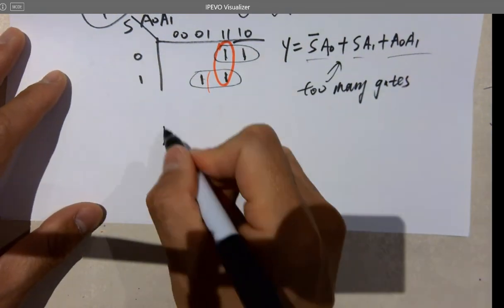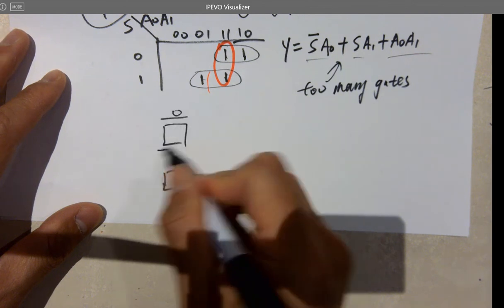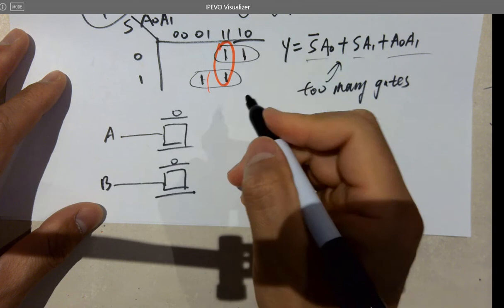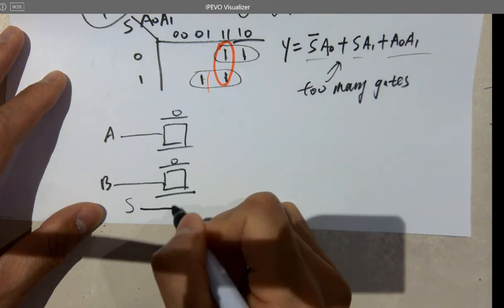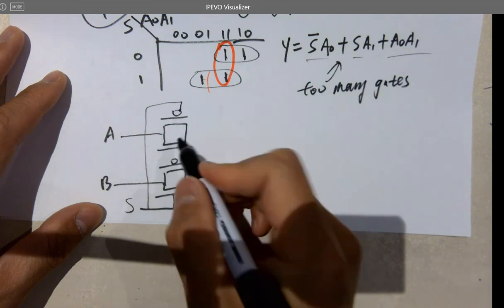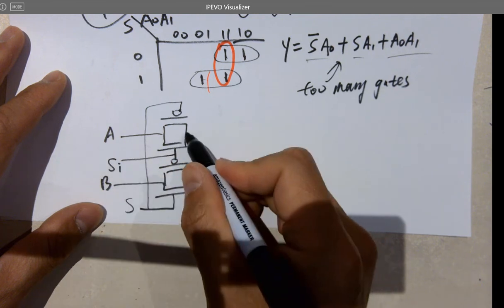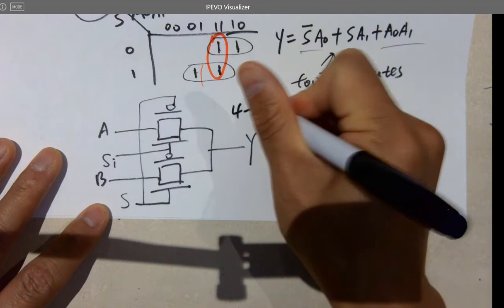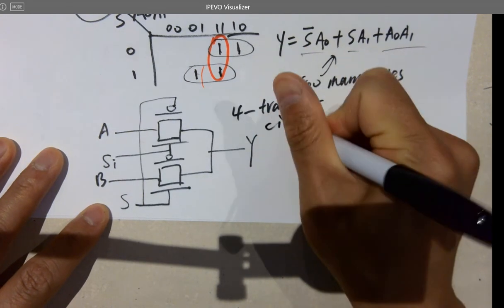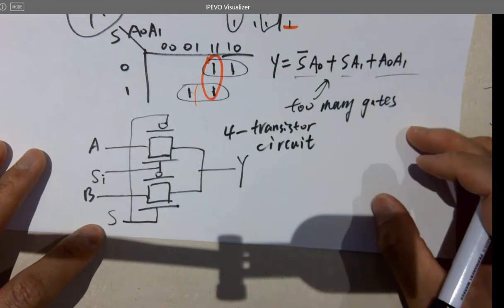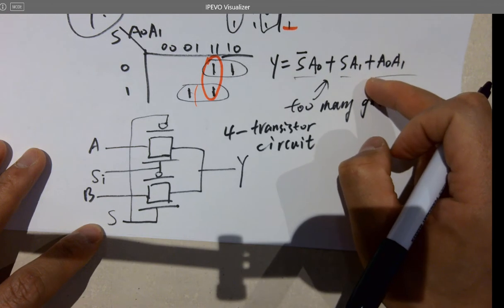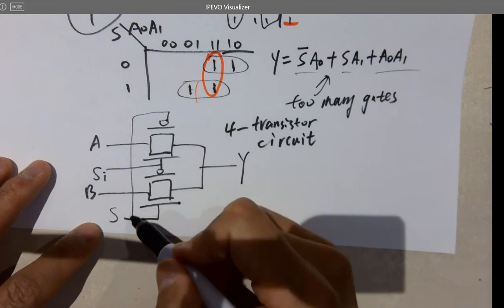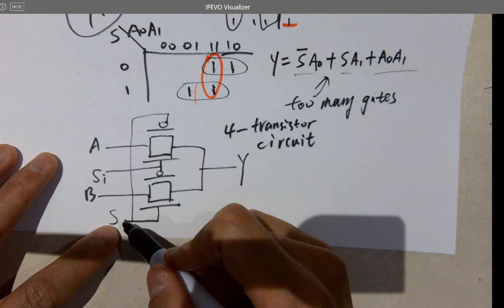A simplified version looks like this. So that's a 4-transistor circuit. This is definitely not a full transistor circuit. How many transistors do you have over here? At least 10, right? 10 to 15 or something. So S-bar is the inverse of S. And this is a transmission gate.